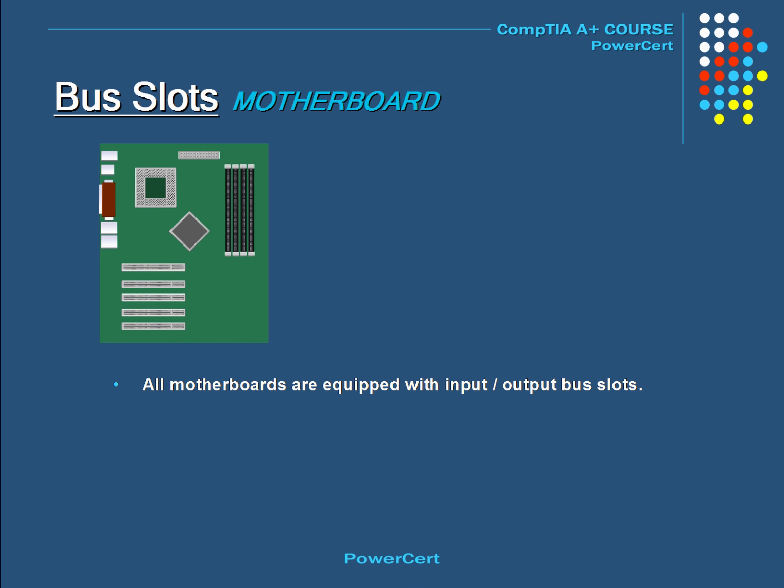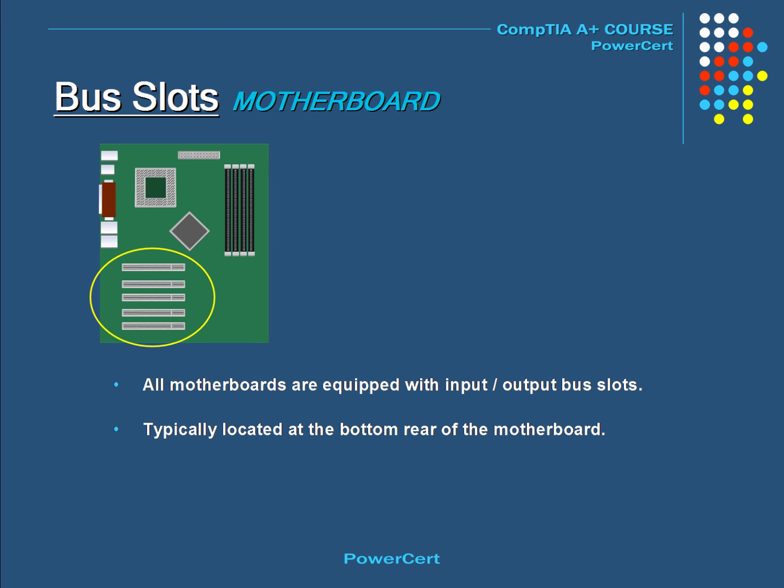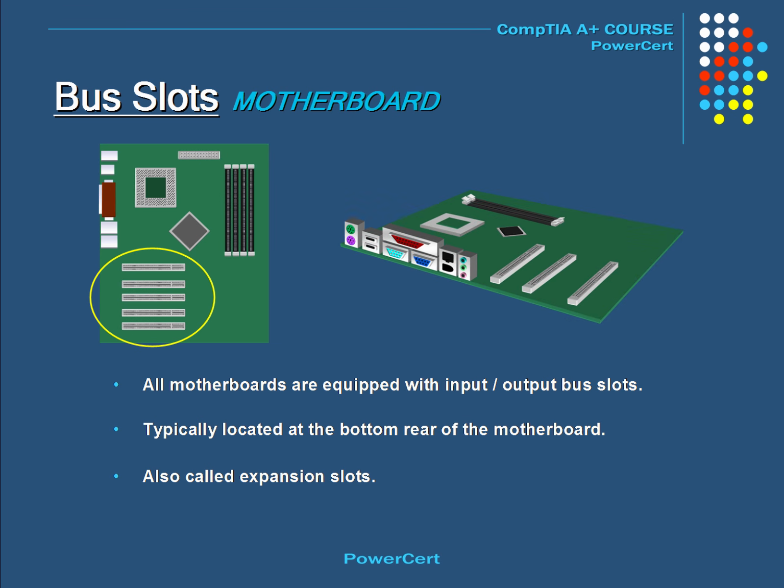All motherboards are equipped with input-output bus slots. These are typically located on the bottom rear of the motherboard. These bus slots are also called expansion slots because these slots are used to expand the capability of the computer. For example, if the motherboard doesn't already have a built-in sound card, then you can add a sound card by inserting one into one of these bus slots, giving your computer the ability to produce sound. Or let's say the motherboard doesn't have enough USB ports to suit your needs. Well, then you can add a USB expansion card in one of the bus slots to add more USB ports.